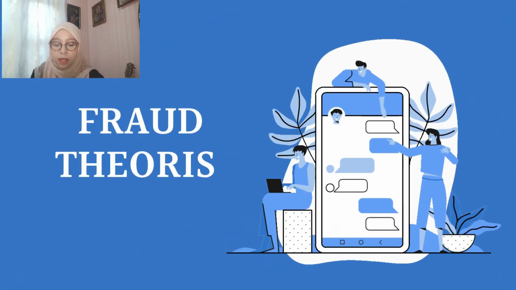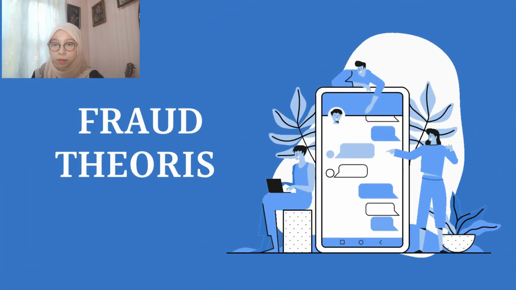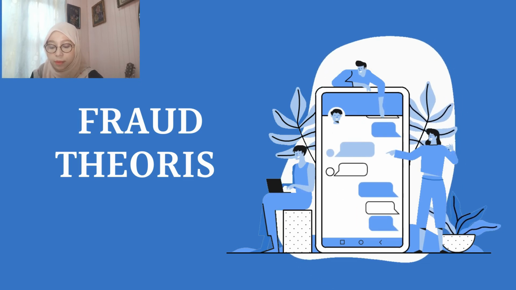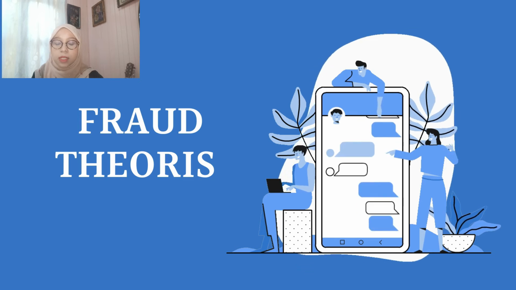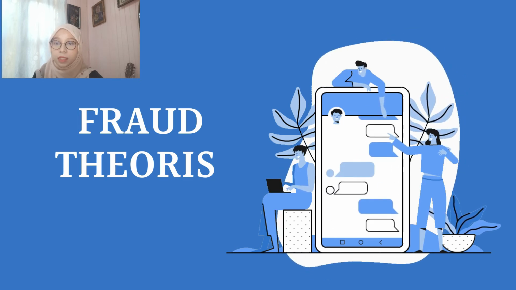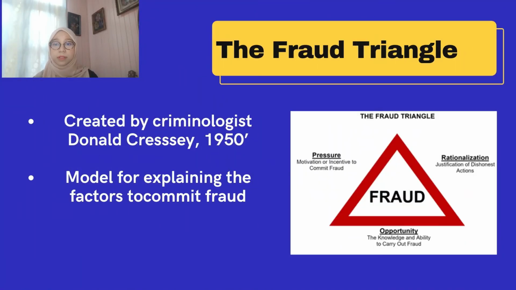Okay, before I start to elaborate more about factors of academic dishonesty, I will explain two theories that I will use to elaborate my points. The first theory is the fraud triangle. The fraud triangle was created by criminologist Donald Cressey in 1950, based on his interviews with prison inmates. What is the function of the fraud triangle? It is a model for explaining the factors that lead to committing fraud.